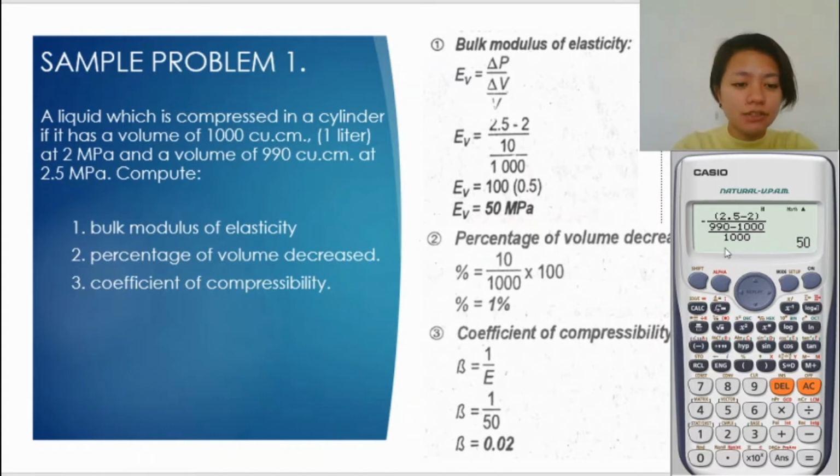But in our computation, we do account for the negative sign. Then, the notation should have a subscript B, so to be uniform, let's just write it with the subscript B. So, for number 1, we have 50 megapascals as our answer.